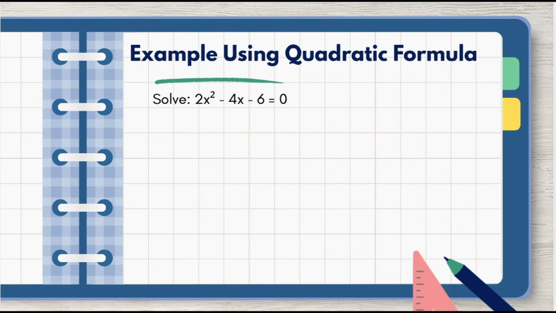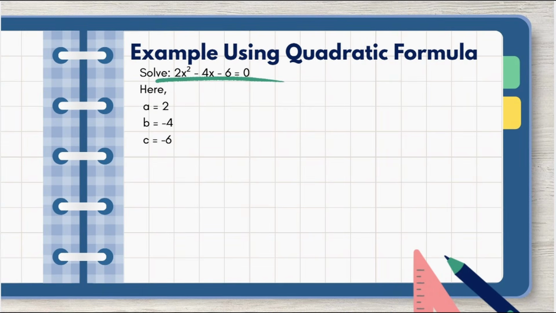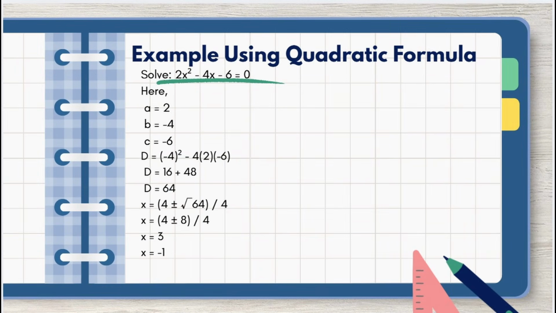Example using the quadratic formula. Let us solve the equation 2x squared minus 4x minus 6 equals 0. In this equation, a equals 2, b equals negative 4, c equals negative 6. First, we calculate the discriminant, D equals negative 4 squared, minus 4 times 2 times negative 6. This simplifies to 16 plus 48. So, D equals 64.